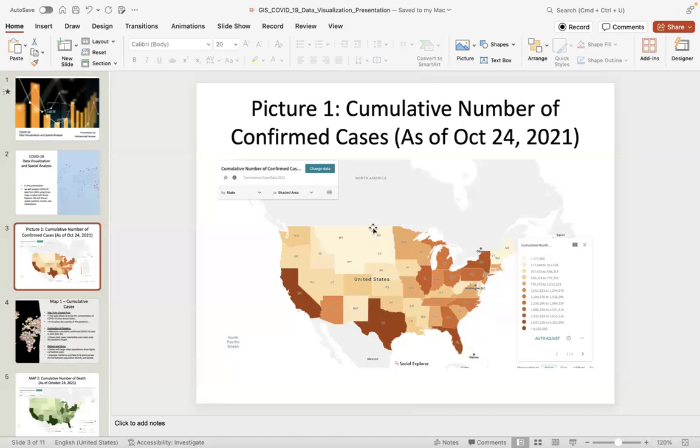But other states as of October 24, 2021, like Wyoming or Idaho or other states at the top right, show a less dark area, which indicates those states have fewer confirmed cases as of October 24, 2021. Let's go to the next slide.